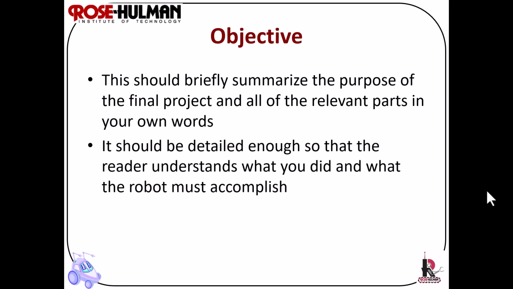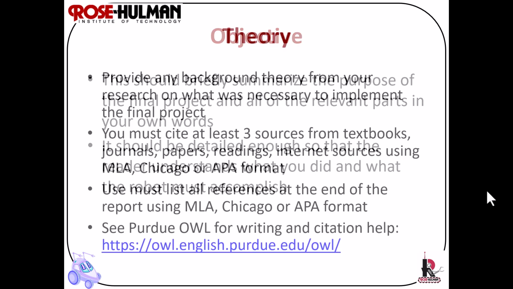The objective should be the next section. It's kind of like the introduction. What is your purpose? Why are you doing this? As a general statement, you should talk about teaching the robot some navigation competencies, but it should definitely be detailed enough so that the reader understands what the robot is meant to accomplish, what your goals are, and don't write it assuming I know anything about your final project. Think about an intelligent 12-year-old. Would they understand your objective?